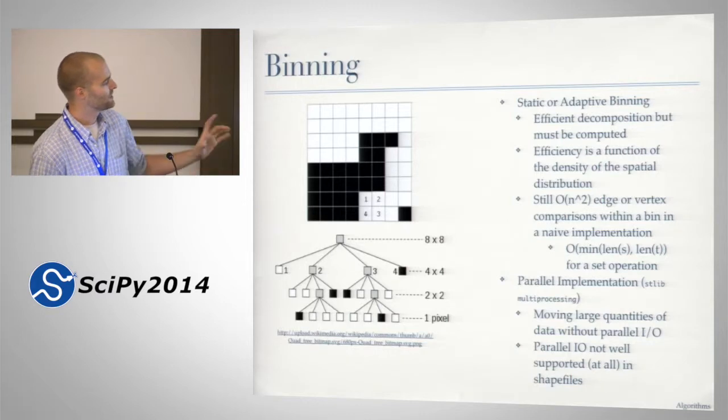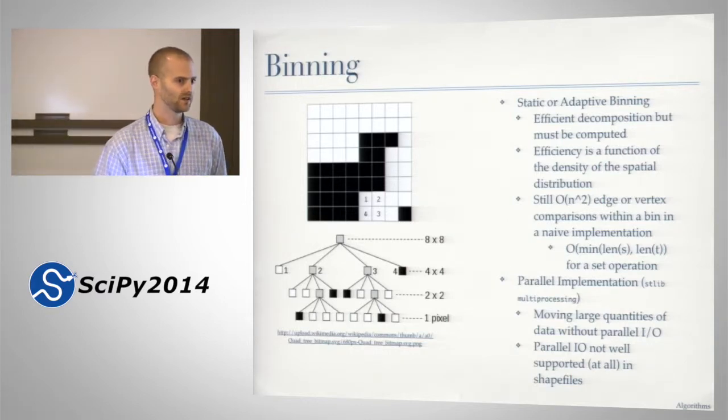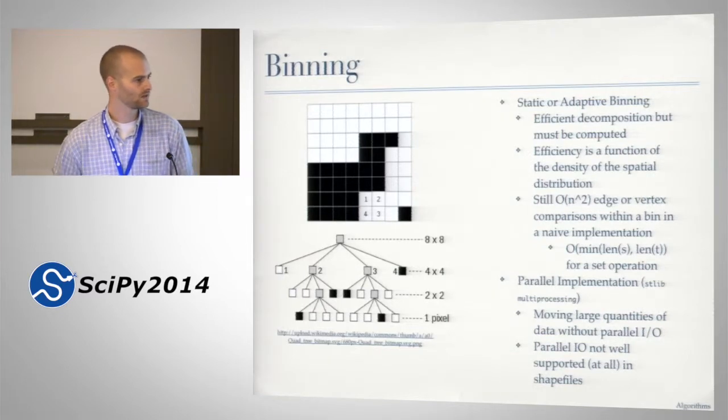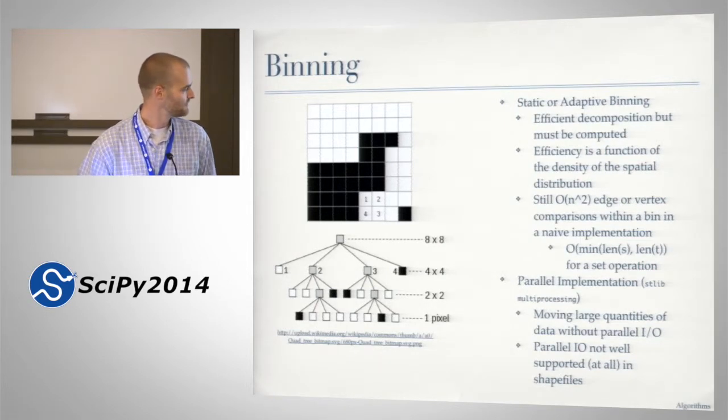Let's see. We tried to do this using a parallel implementation as well. Part of the issue there is it's a reading bottleneck, and so we have trouble getting the data out of the shapefile in parallel just because it's variable length binary, and so it is definitely an issue.